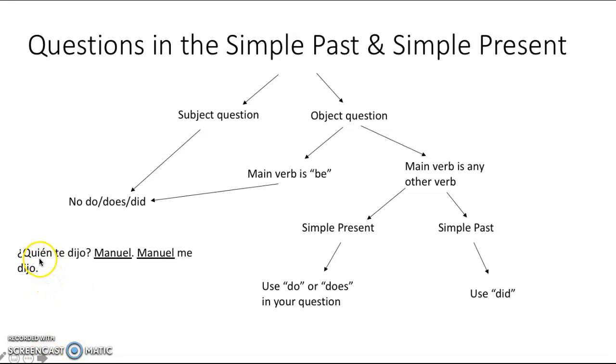Let's look at this question. ¿Quién te dijo? Manuel. Manuel me dijo. So if we want to translate this sentence, we imagine the answer. Manuel. Manuel me dijo. Manuel is the subject of the sentence. It's the one who's doing the telling. So we look here. We decided, okay, it's a subject question. So no do, does, or did. Take a moment, translate this in your mind to English. You can pause the video. All right, let's look at the answer.